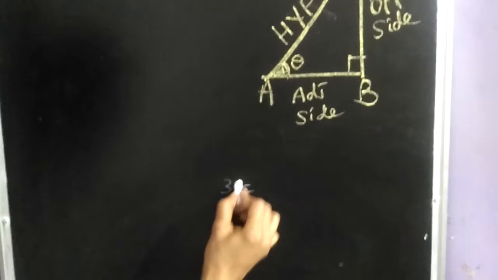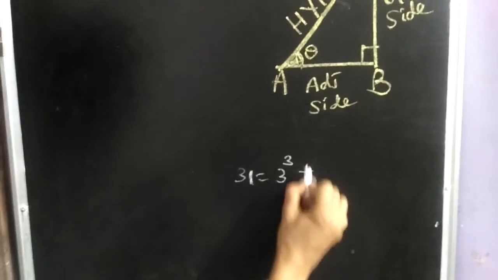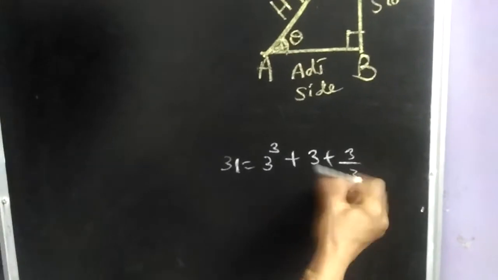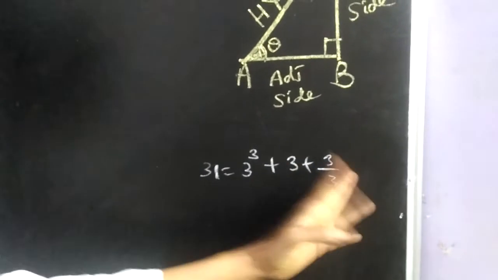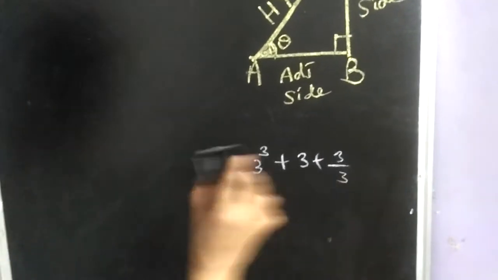Before going to that, yesterday I asked you a question. How do you get 31 using the digit 3 five times? That is nothing but 31 is equal to 3 cube plus 3 plus 3 by 3. That is 27 plus 3 plus 1, that is 31.